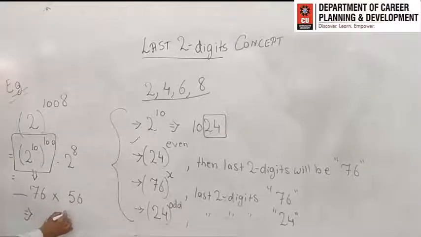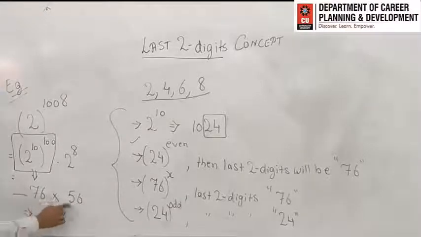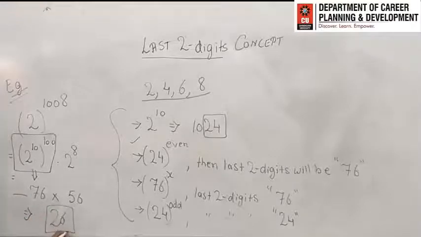We will get 6 as it is. Then 6 multiplied by 7, it will be 42. Then 6 multiplied by 5, it will be 30. And if we add, this will be 2 and 7. So we will get 2. So 26 will be the last two digits of the given number. Is this clear to everyone? This is for the concept of 2.